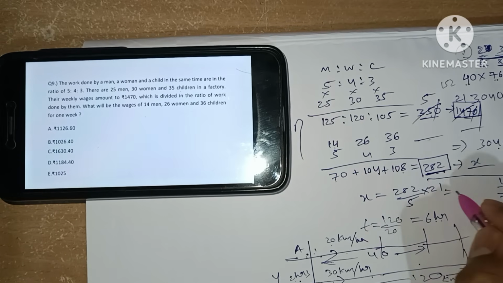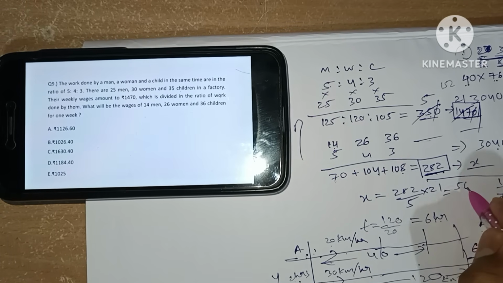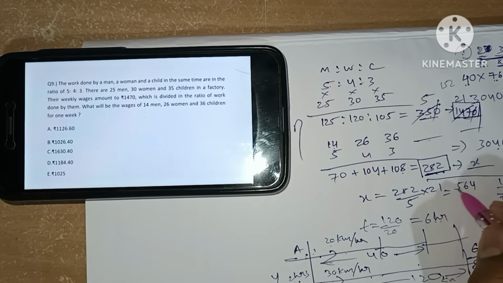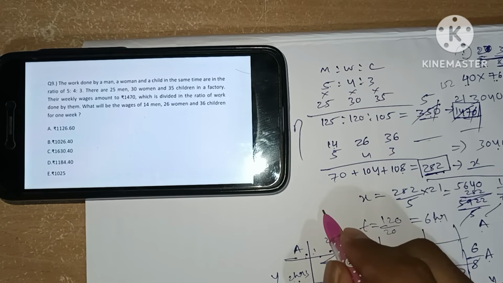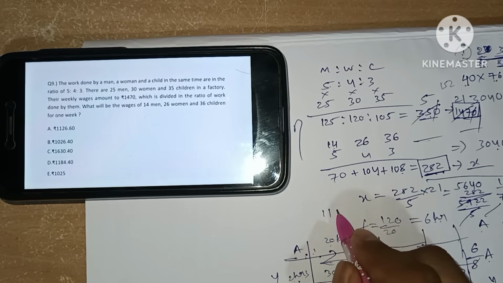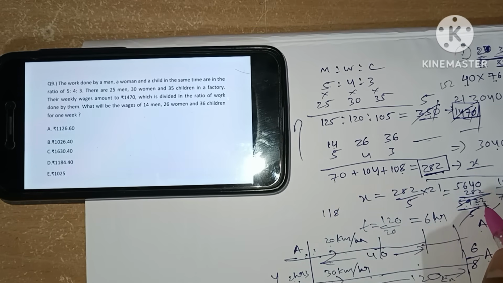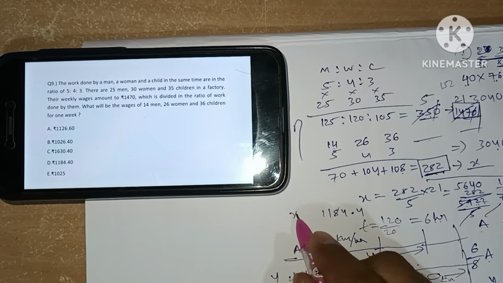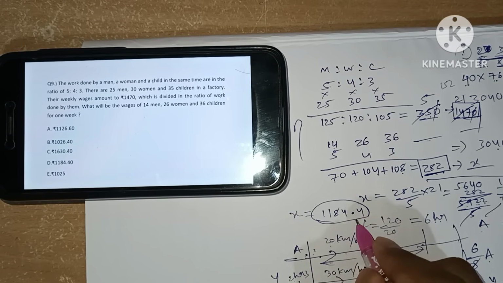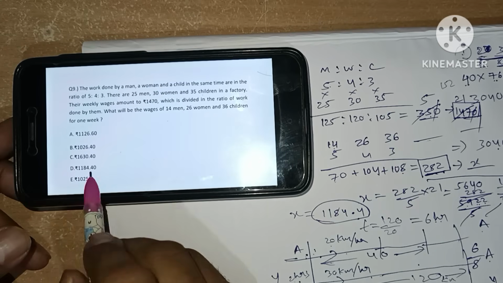So what we get is 5640 plus 282, which will be 5922. 5922 divided by 5. So what we get is 5 11 times is 55, 42 means 8 times, 22 means 4 times, and 0.4. So the x value we get is 1184.4. This is the answer for our question. Option D is our answer.